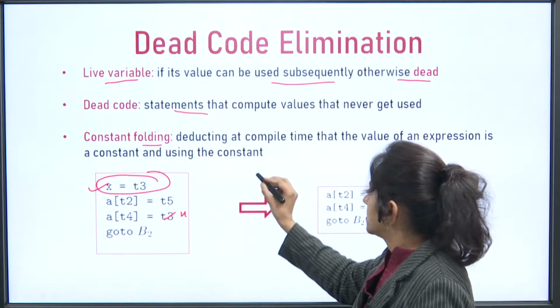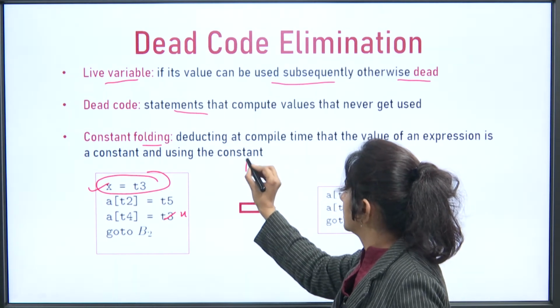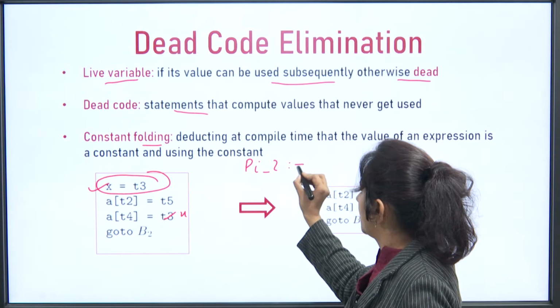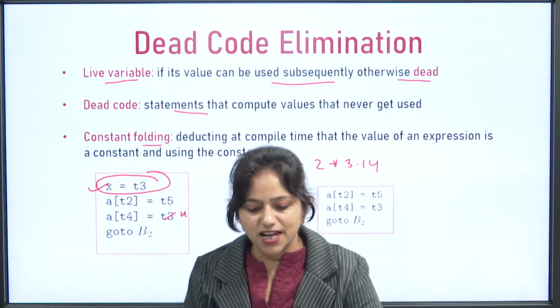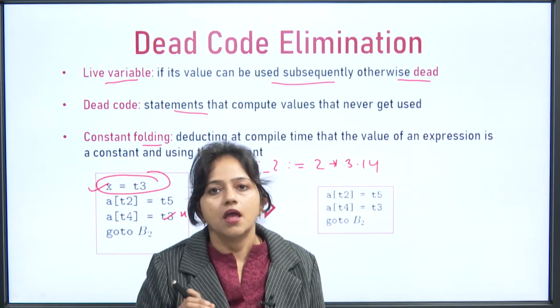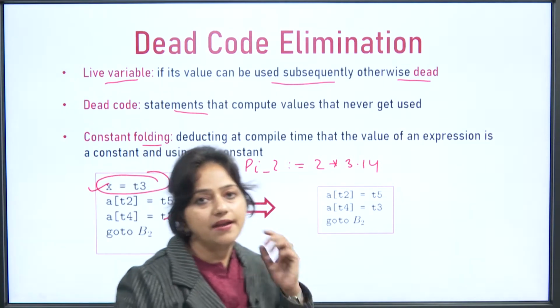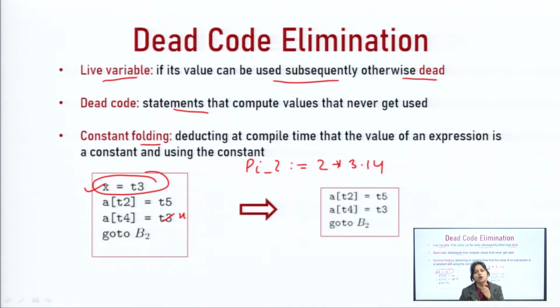Suppose I have a variable pi_2, and suppose this is equal to 2 into 3.14. This statement is computing some constant value, and then that value is assigned to variable pi_1. So, what we can do here is replace the variable by the expression. This expression has a constant value, so we can replace the variable using the constant directly. In place of pi_2 we can directly write its value.